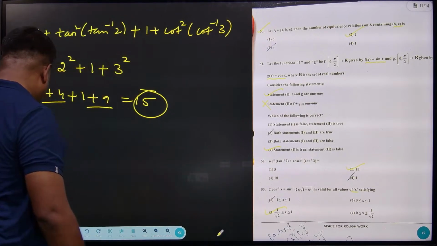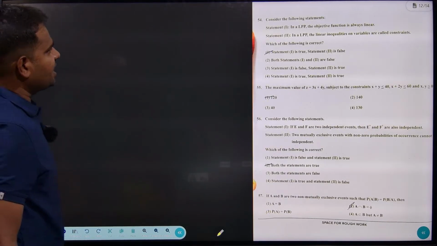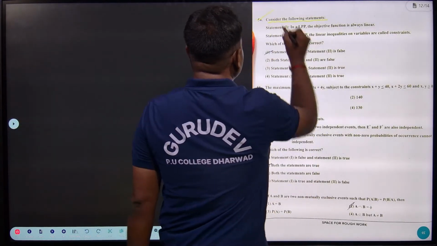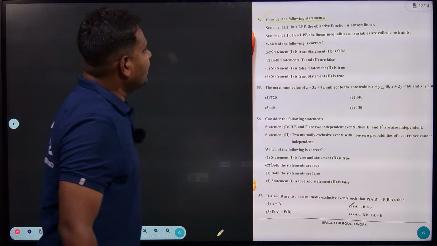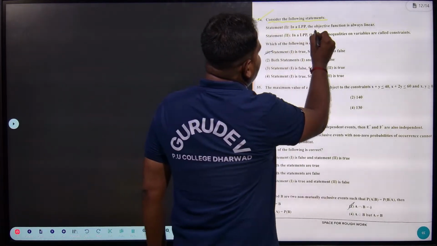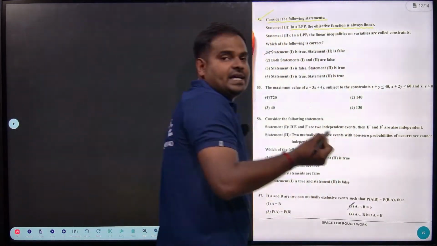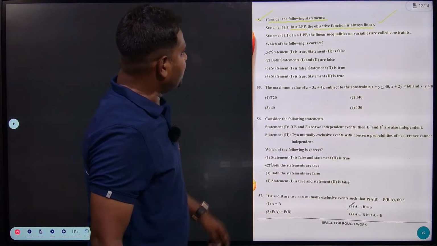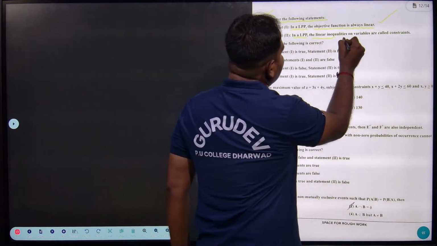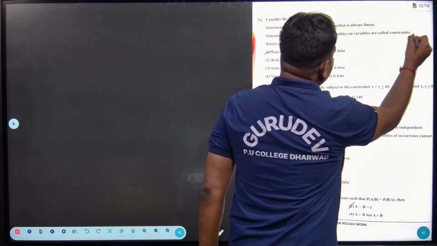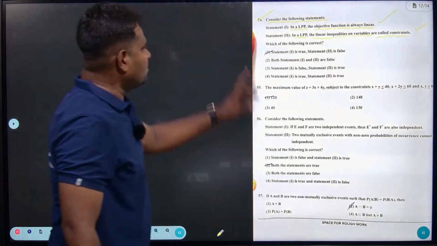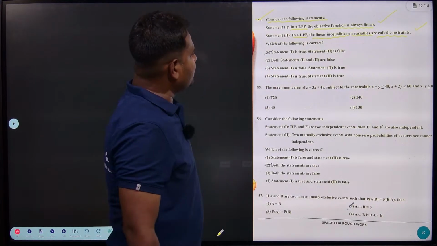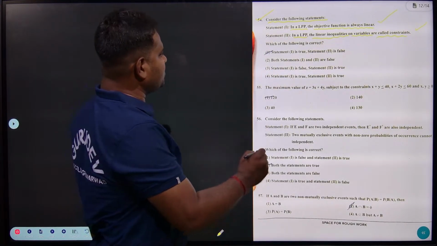Now let us move on to the next question, students. So what is the next question here? Question number 54. What he has given? Statement 1: In an LPP, the objective function is always linear. Yes, it is a true statement. Statement 2: In an LPP, the linear inequalities on variables are called constraints. Yes, both statements are true here. Hence statement 1 is true, statement 2 is also true. Which is the right option for this question, students?